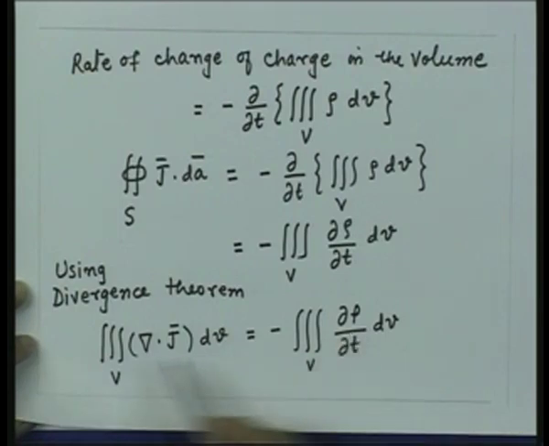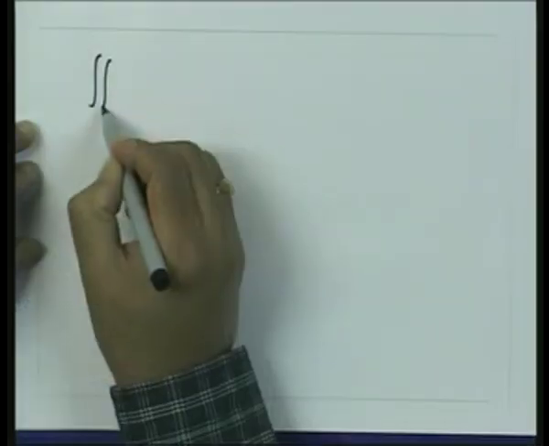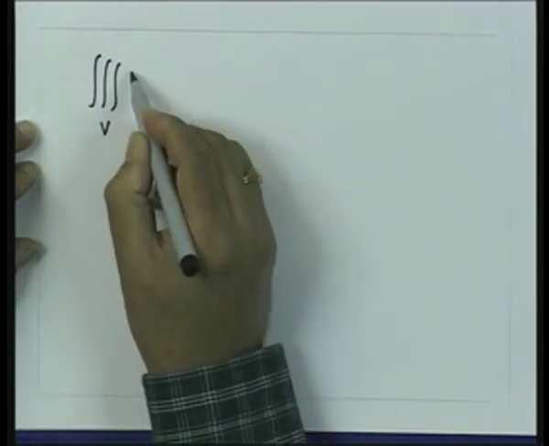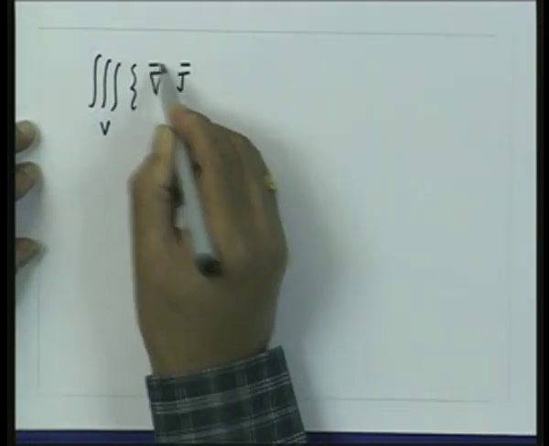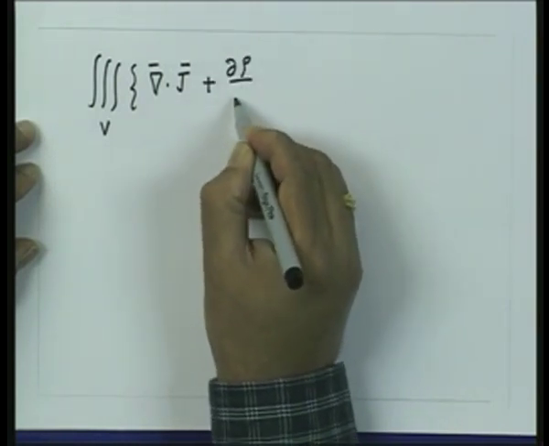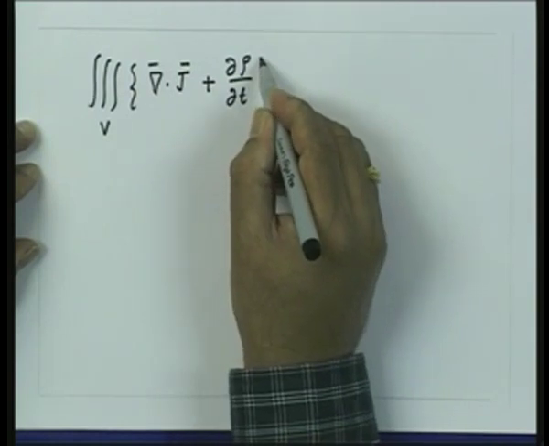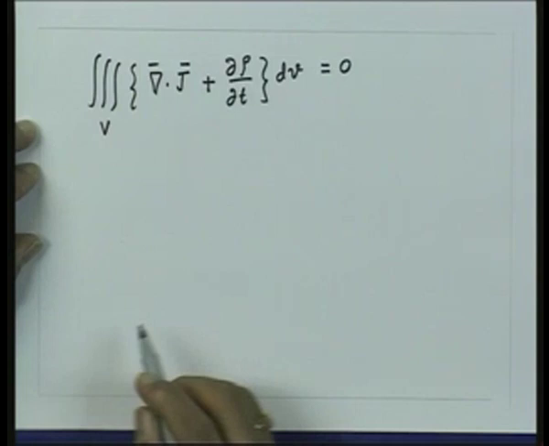Now, I can bring this term on this side and write the integral as the triple integral over the volume of del dot J plus d rho by dt, over the volume, that should be equal to 0.